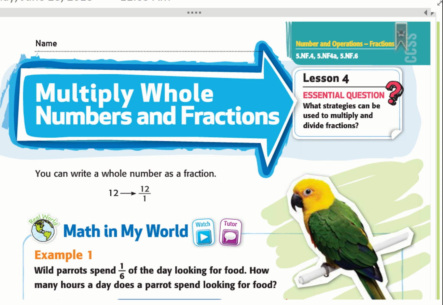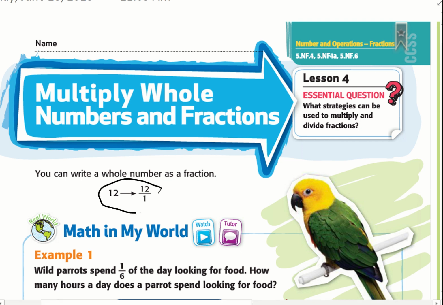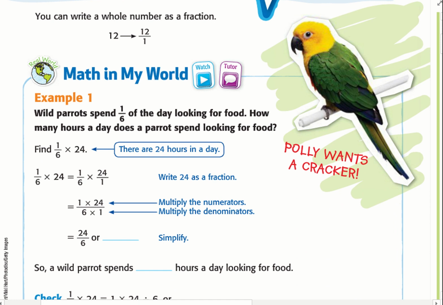So we're on chapter 10, lesson 4. We're going to multiply whole numbers and fractions. So this is a key detail. You can rewrite a whole number as a fraction. So as long as I have 12, then 12 over 1 is going to be my fraction.